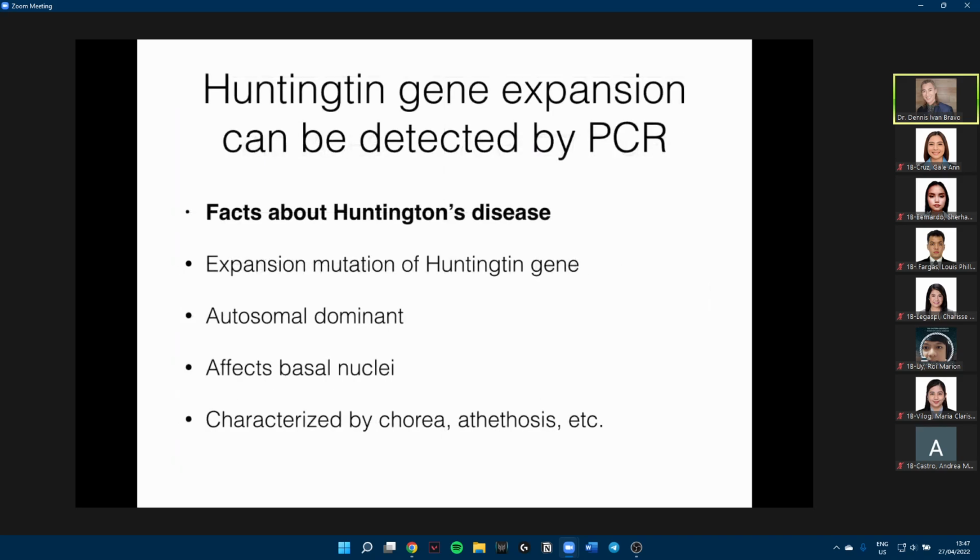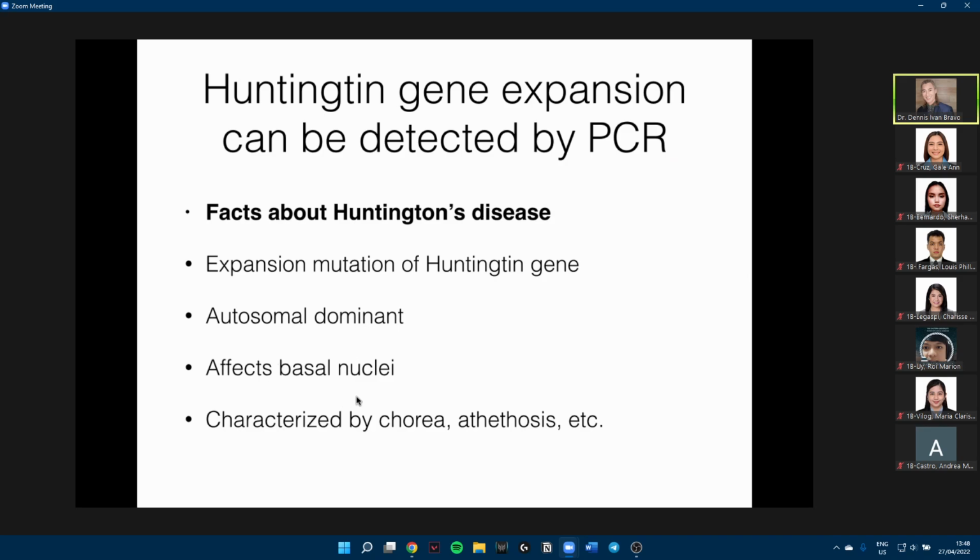First, what are some of the facts about Huntington's disease? Huntington's disease is due to expansion mutation of CAG repeats in the Huntingtin gene, just like Fragile X is due to expansion mutation of trinucleotide repeats in the FMR1 gene. The mode of inheritance here is autosomal dominant, which means you only have to have one mutated copy of the gene to manifest these symptoms.